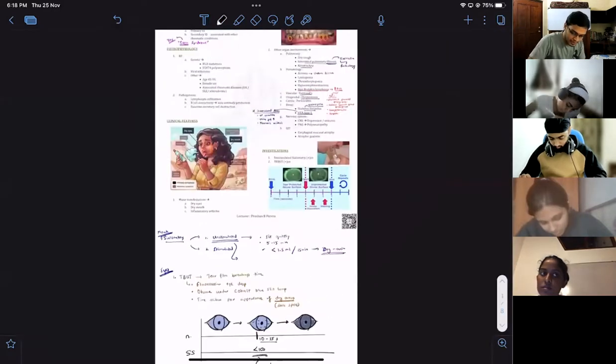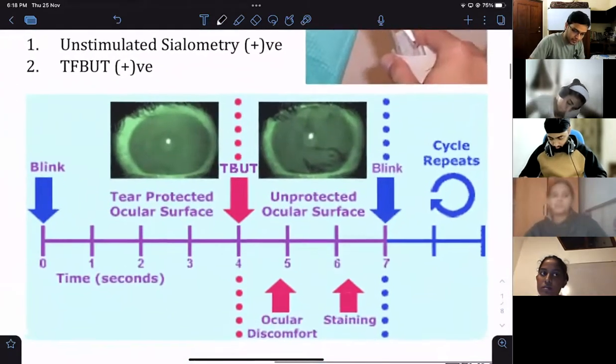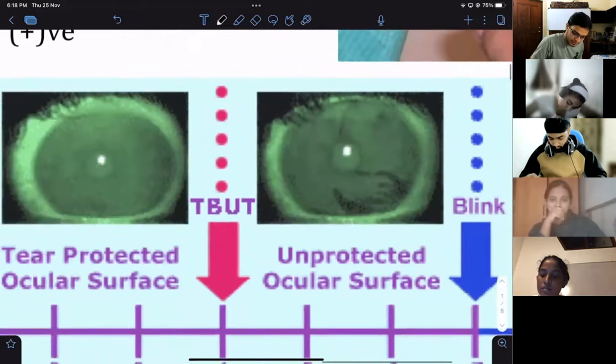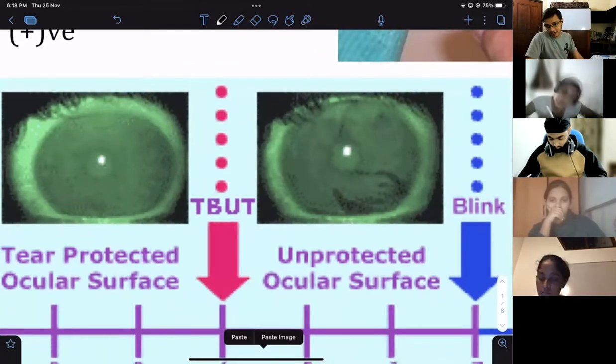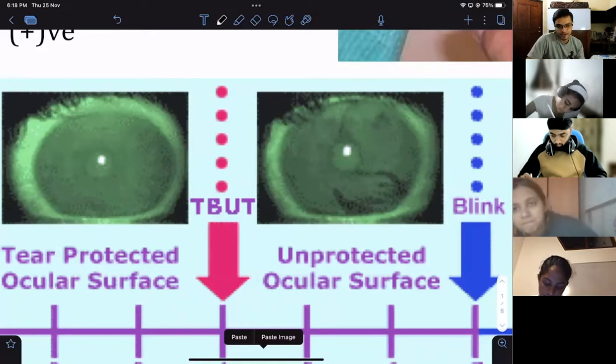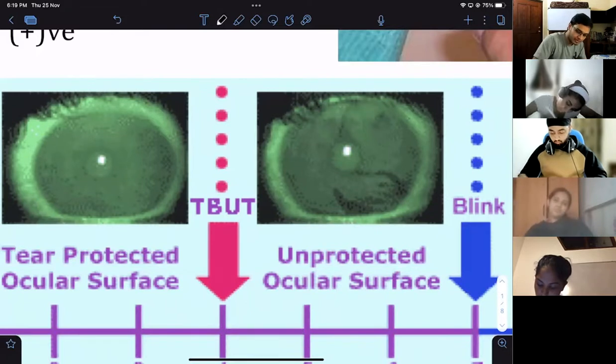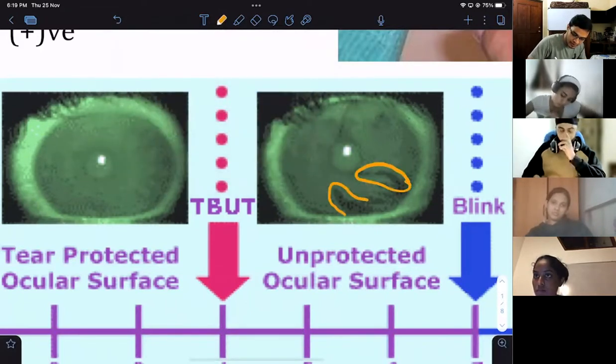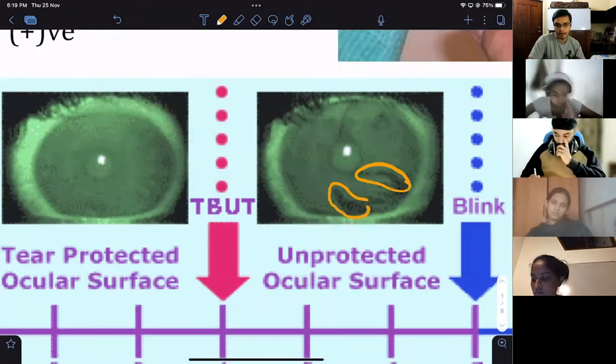I think I have put some pictures here for you guys. Look at this. It's a bluish green color. Depending on the color of the fluorescein dye, it can change a little. This one is a little bit more green in this picture. So this is how these dry spots appear, guys. You can see they become dark.